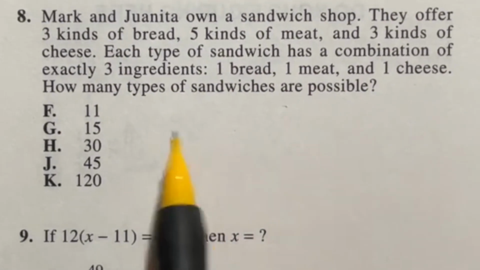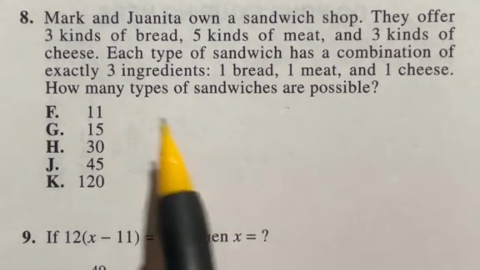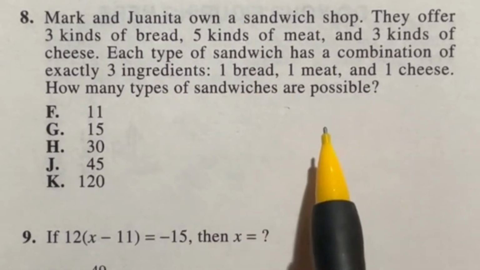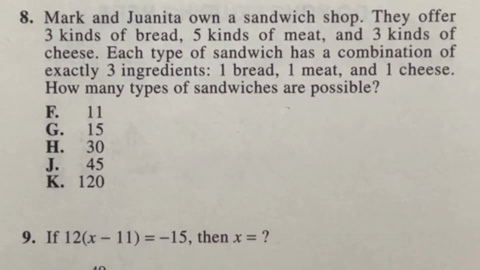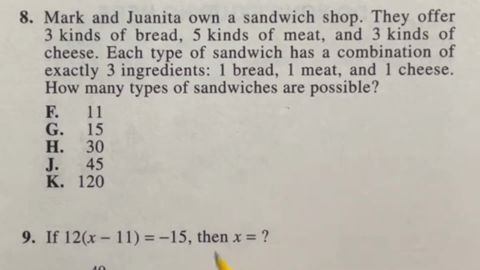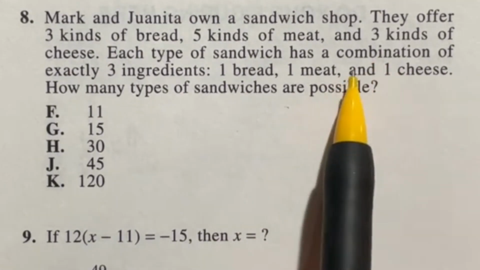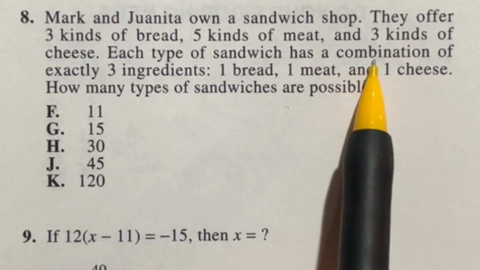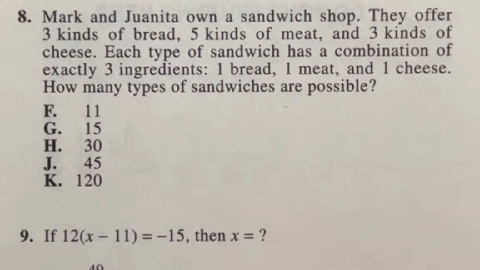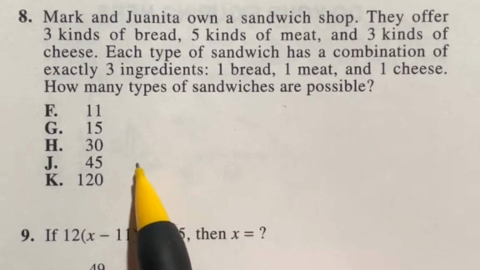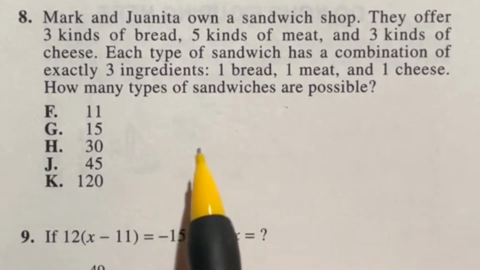So this is actually something that falls under statistics. And the ACT has been hitting a lot harder on statistics over the years, but this one in particular, although it talks about combinations, is not a combination permutation question. It falls under the fundamental counting principle. So what does the fundamental counting principle say?